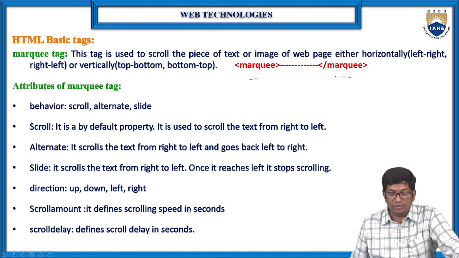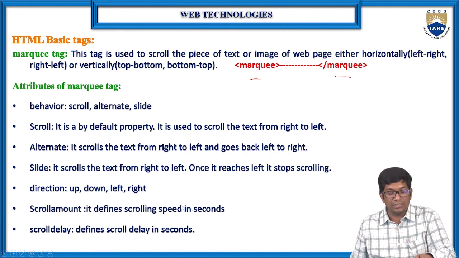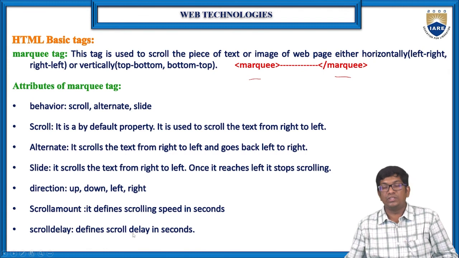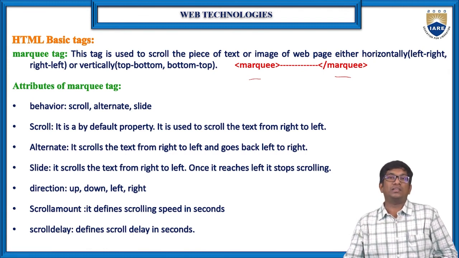Scroll amount defines the scrolling speed. How slowly you want to move, you can specify here. How much time you have to take to move from the starting position to the ending position. Scroll delay defines the scroll delay. So these are the basic tags of HTML, and we'll see the remaining in the next session.